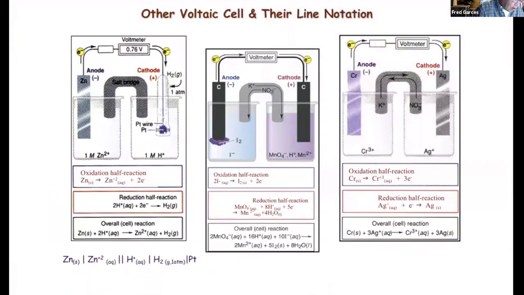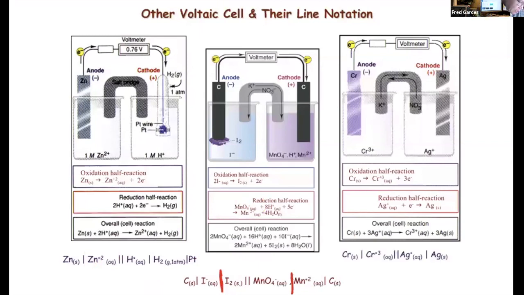It's this right here. We already did that. It's that right there. There should be a line right there. I forgot that. And there should be another line right there because that's a phase change. Okay. And notice I'm using carbon graphite as my inert electrode. And then finally we have that.